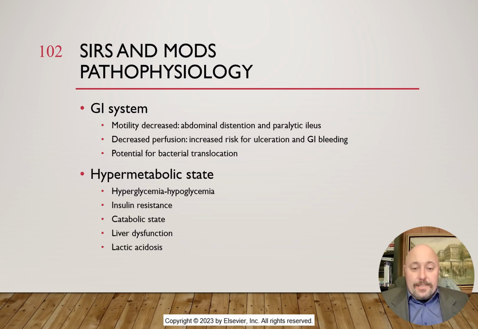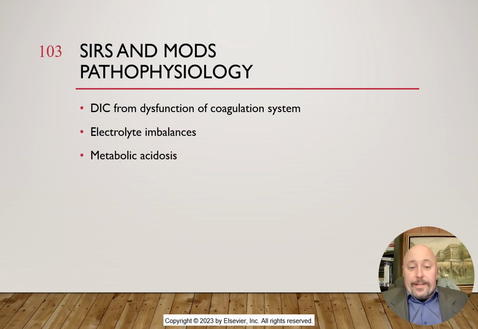In the GI system, motility is decreased, along with abdominal distension and paralytic ileus. Decreased perfusion increases the risk for ulceration and GI bleeding, and the potential for bacterial translocation. Another major danger is going to be disseminated intravascular coagulation from dysfunction of the coagulation system. Also, be very aware of electrolyte imbalances and metabolic acidosis.